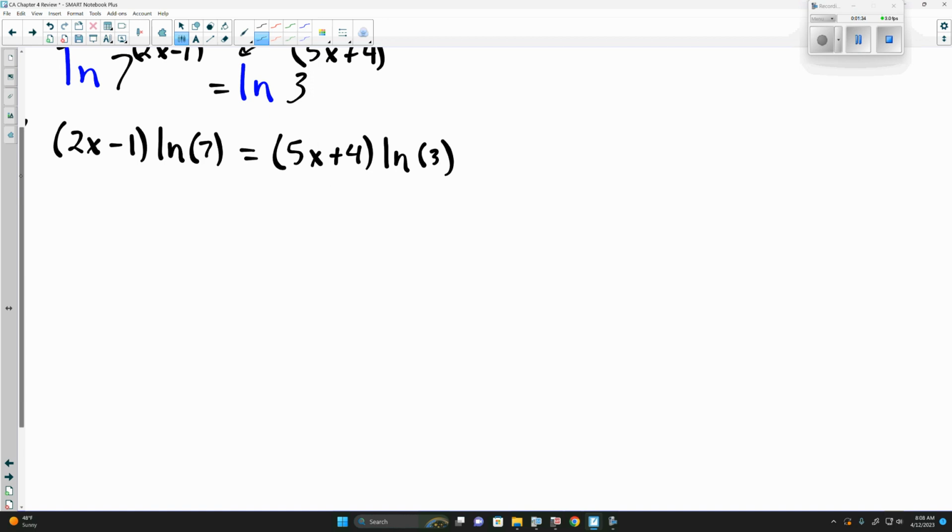But audio is back. So we didn't cancel out either of the natural logs because the natural log of 7 does not reduce to a nice number. Natural log of 3 doesn't either. So we'll have these here, and we'll keep all this to the very end.